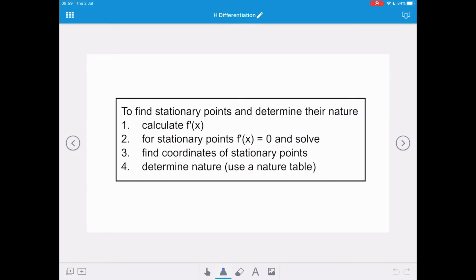Now, to find the stationary points and determine their nature, first of all, we need to calculate the derivative of the function of x, so f dash x. For stationary points, we know that the derivative equals 0, so we can equate our derivative to 0 and solve. Then we need to find the coordinates of the stationary points. The final step is to determine the nature of that stationary point, so whether it's a maximum stationary point, a minimum stationary point, or a point of inflection, rising or falling. And we use a nature table to do that.